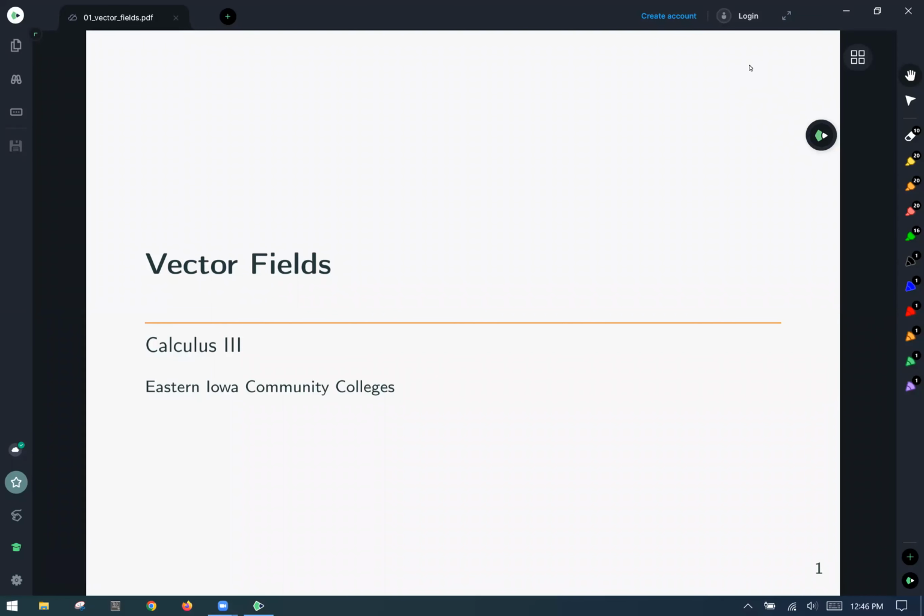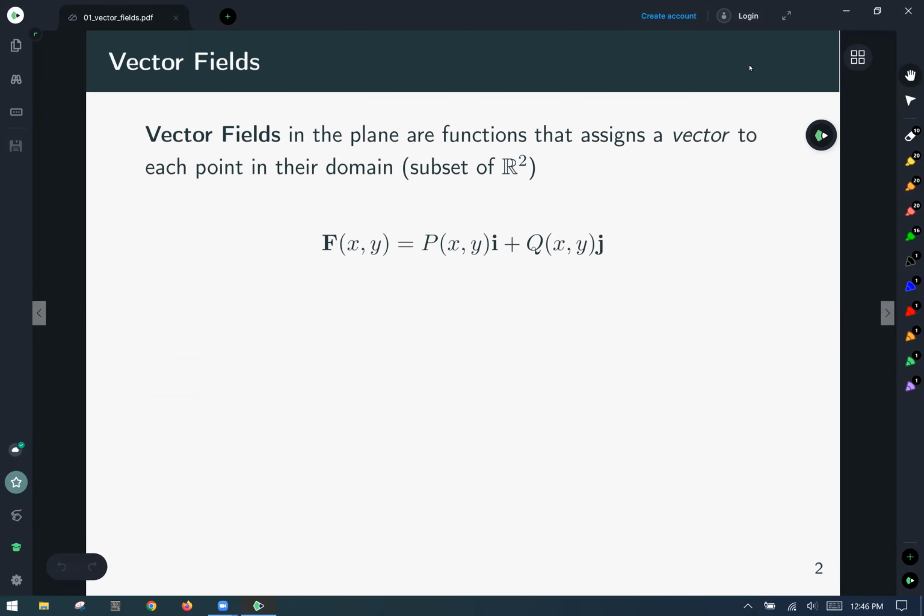Today we're going to talk about vector fields. A vector field is defined to be a function, and they can be in the plane or in space or even in higher dimensions, but they take an input point, an ordered pair in this case since we're in the plane, and assign a vector to each point in that domain. Again, since we're in the plane, this will be a subset of R2. So the vector field F takes in points in the form x, y, and puts out a vector.